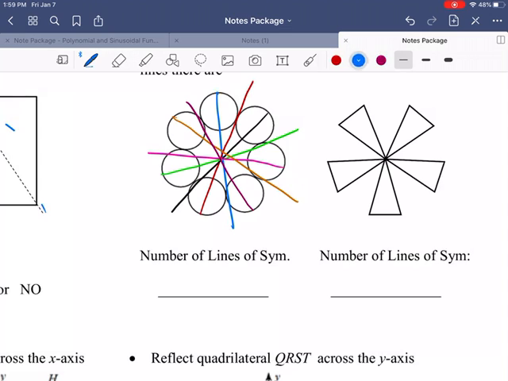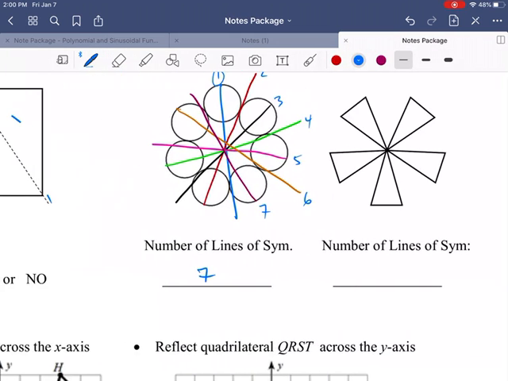So now we can count up how many there are. So starting at some color, let's start at the blue. So 1, 2, 3, 4, 5, 6, 7. And you'll notice that if I put an 8 here, it's actually the one we've already counted. So there's only 7. And in this one, there's going to be 1, 2, 3, 4, and 5.